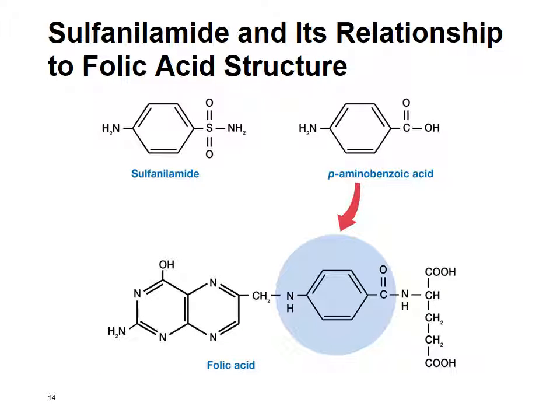Here we can see the chemical structure of sulfanilamide, PABA, or p-aminobenzoic acid, and folic acid. So remember, the sulfonamides are structurally related to sulfanilamide. That is, they're structurally very similar to sulfanilamide. Sulfanilamide is an analogue of p-aminobenzoic acid, otherwise known as PABA. And PABA is used in the synthesis of the cofactor folic acid, which is also pictured here.